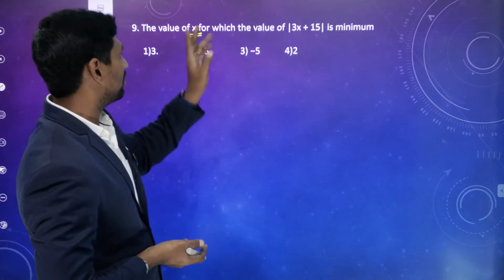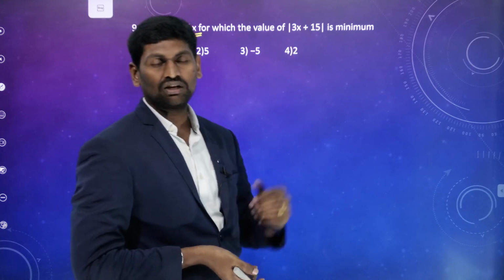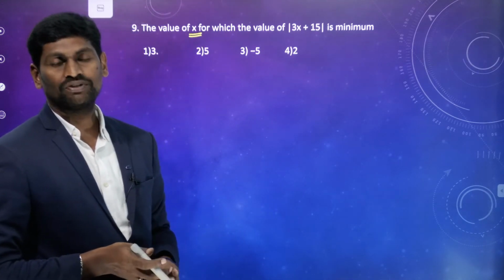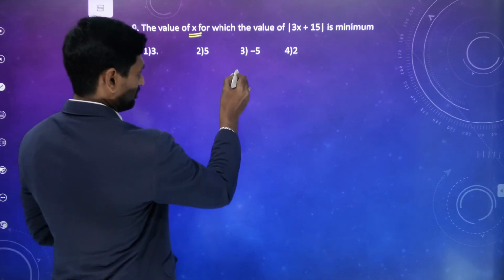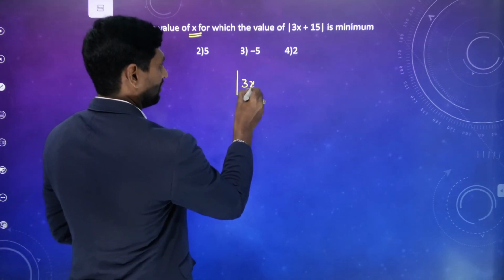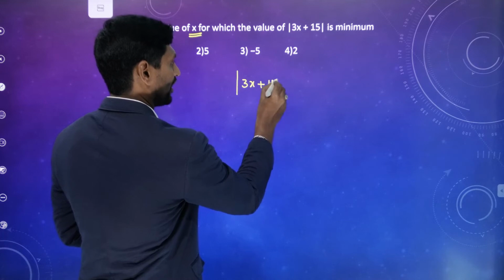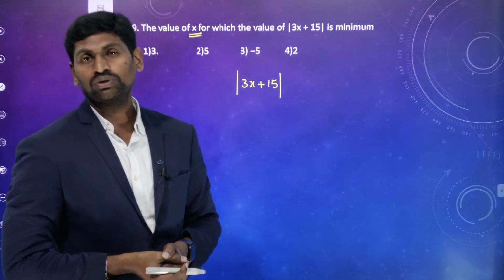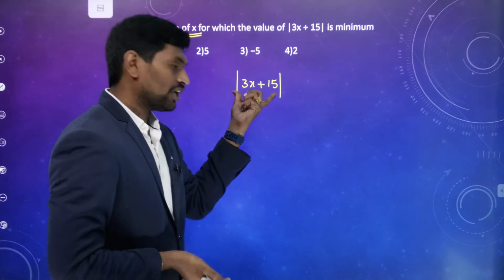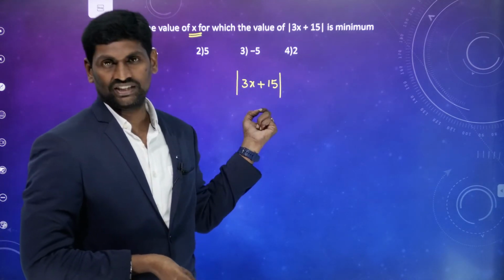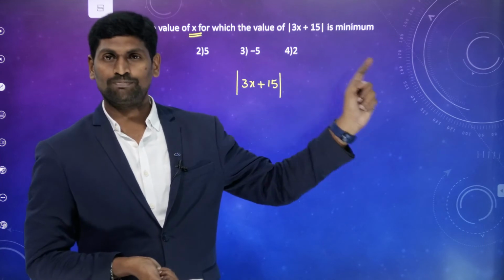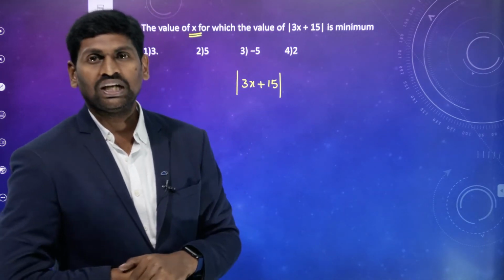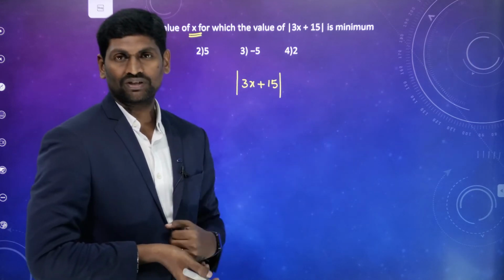For which value of x is the modulus of 3x plus 15 minimum? According to the absolute value, whatever number we take inside will give only a positive number. Whether it is negative or positive, it will represent the positive number.